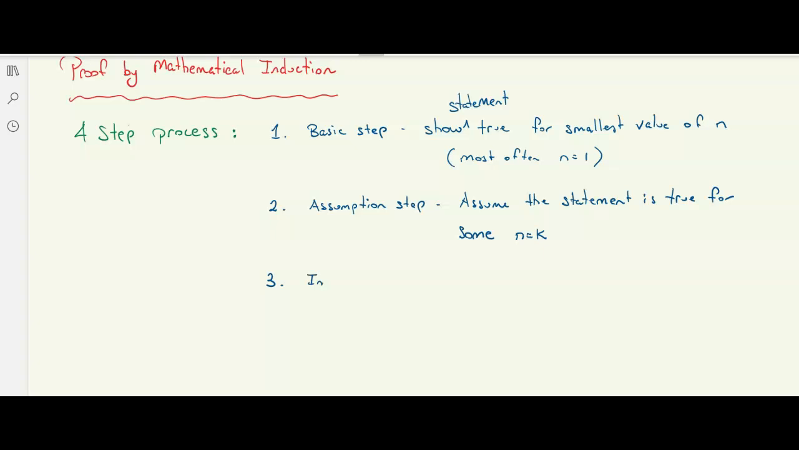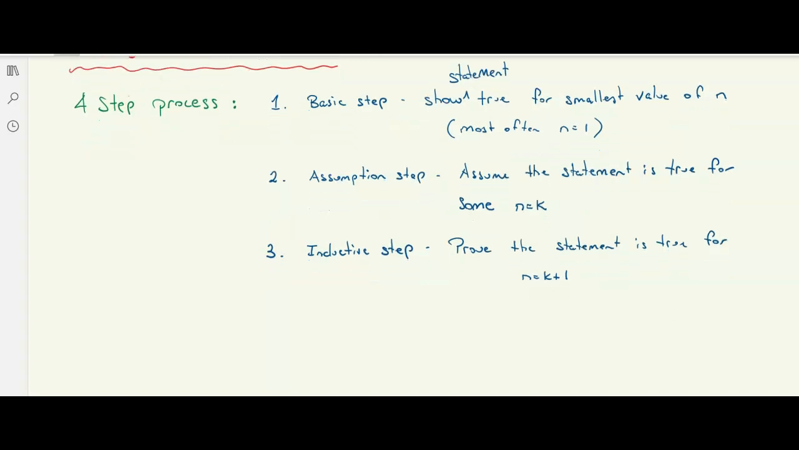Step 3 is the big step. It's the inductive step. Once you've assumed the statement is true for some n equals k, you need to prove the statement is true for n equals k plus 1. So if it's true at n equals k, this third step proves that it's true for the next value, and that is the crucial step.